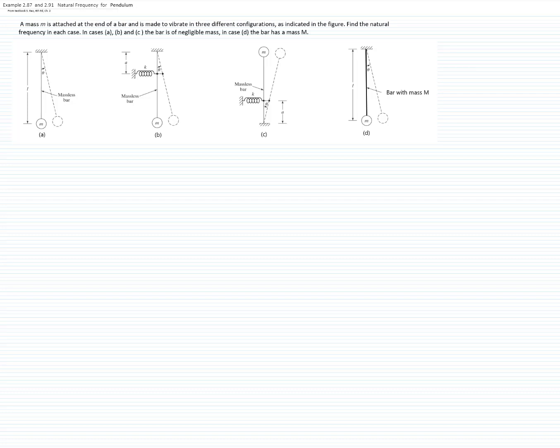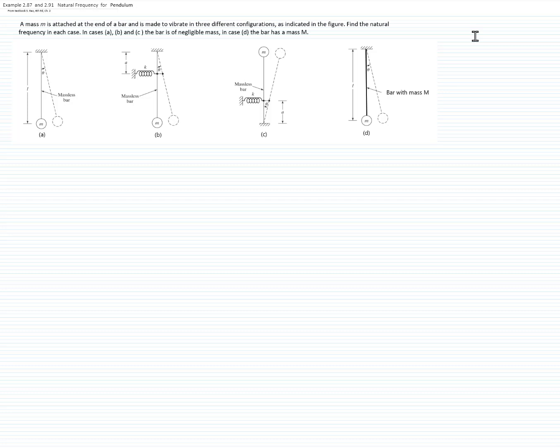In this example, I will solve problems 2.87 and 2.91 of the textbook, Mechanical Vibration from Brown. And we will find the natural frequency for different configurations of pendulums. The first one, we have a mass attached to a massless bar, and the length of the bar is L.